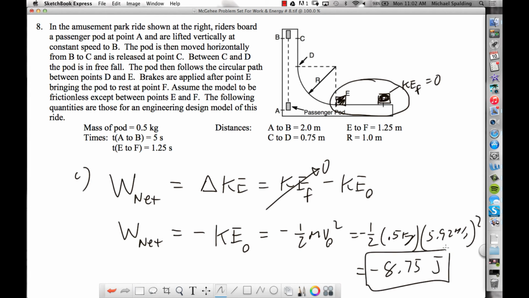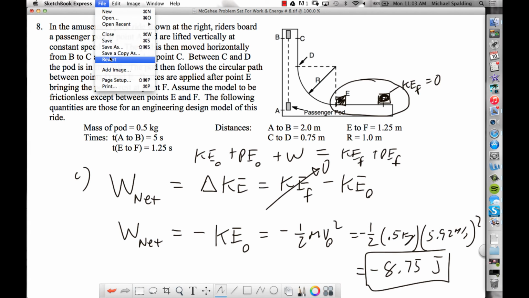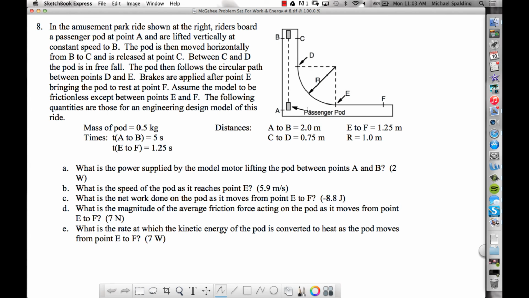Now, is that the only way you could have done this? But you know what? The bell's almost going to ring, so I'm going to leave. You also could have figured this out from the big, long, kinetic initial plus potential initial plus work done equals kinetic final plus potential final. You could have figured it out from that. All right, but hold on. Let's keep going. Don't pack up yet.